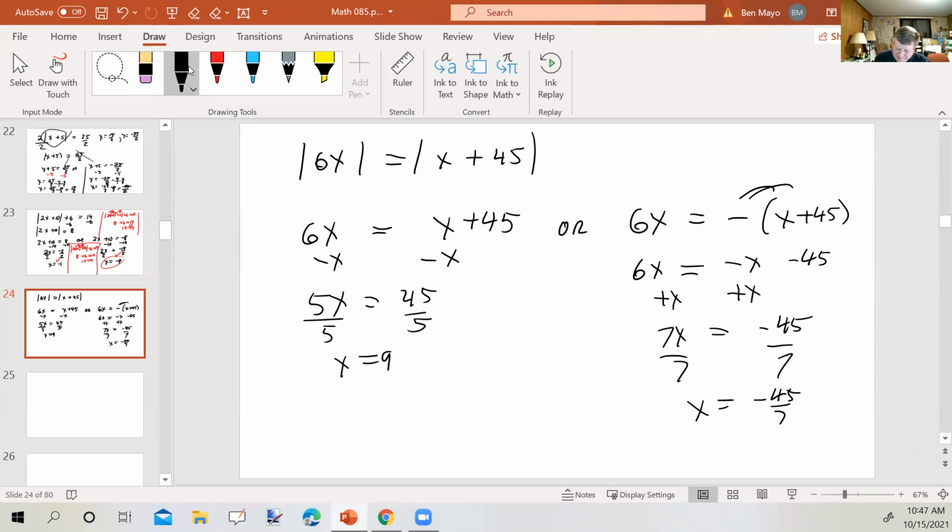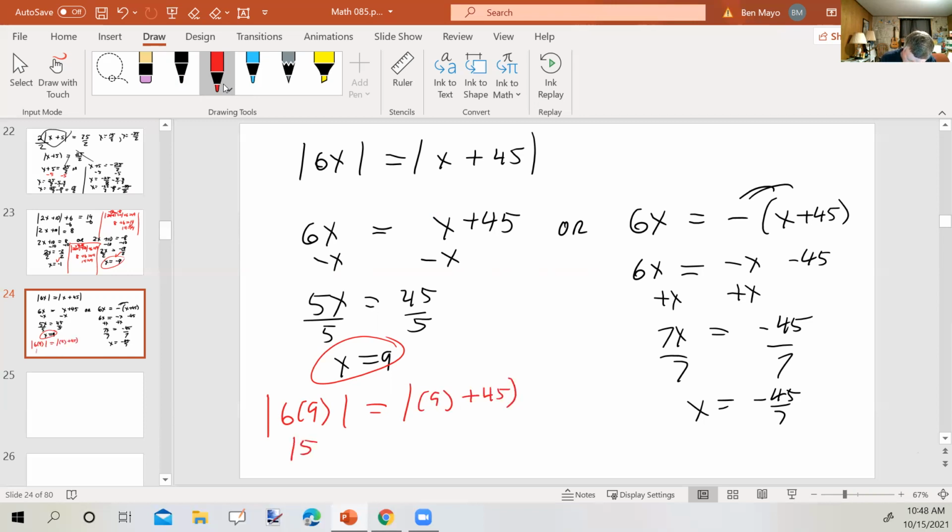Okay. Well, let's check our work. I'm going to check the first one on this page. We're going to get the absolute value of 6 times 9 equals the absolute value of 9 plus 45. 6 times 9 is 54. The absolute value of 54 equals the absolute value of 54. So 54 equals 54. So the first one checks.